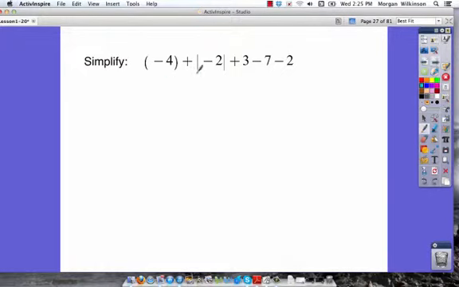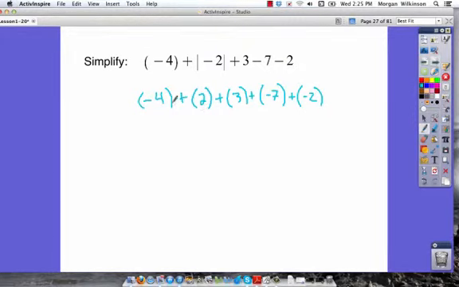We've got -4 plus the absolute value of -2 plus 3 minus 7 minus 2. So we're going to use all those steps, and we're going to add this one quickly. So we've got -4 plus, and let's look at this absolute value of -2. The absolute value of -2 must be +2. When I say we're going to add it quickly, it's after we get everything organized. So plus 3 plus -7, and we're always going to add here. We're going to add with positive and negative numbers, plus -2.